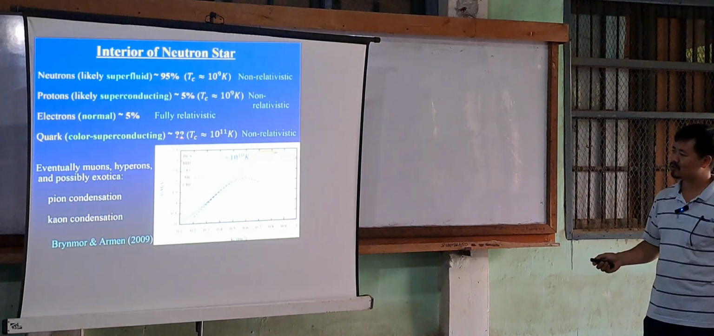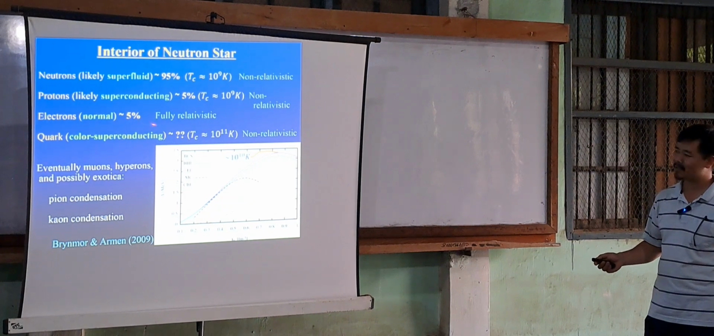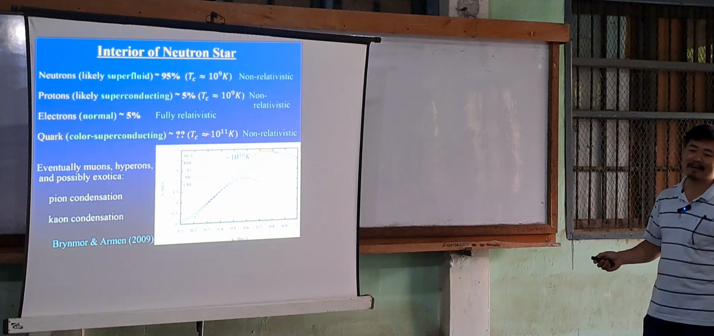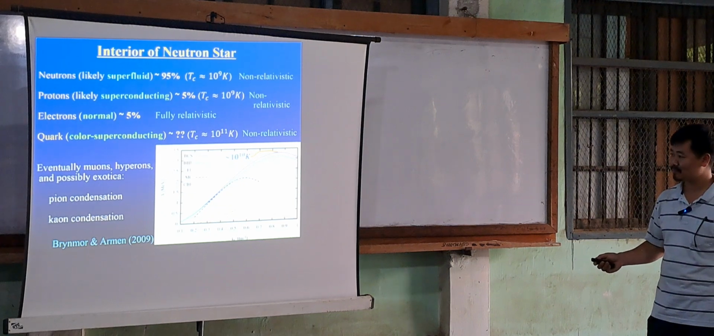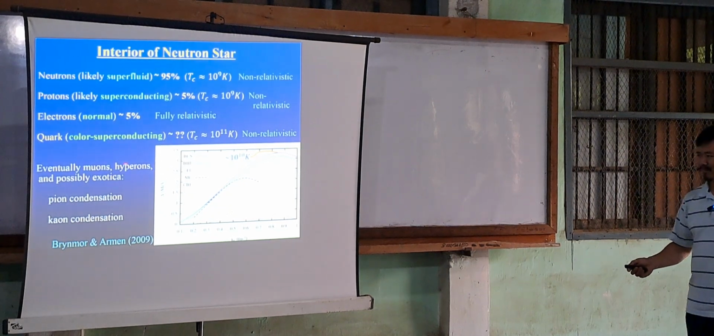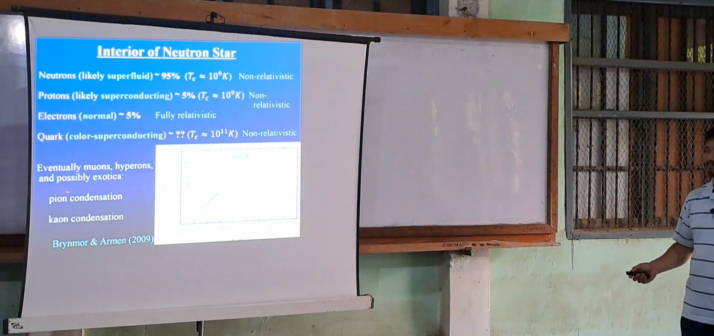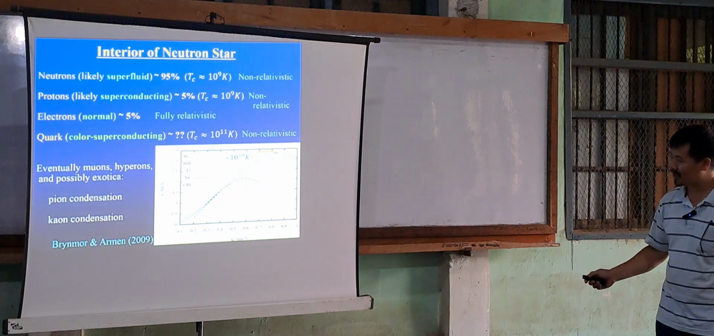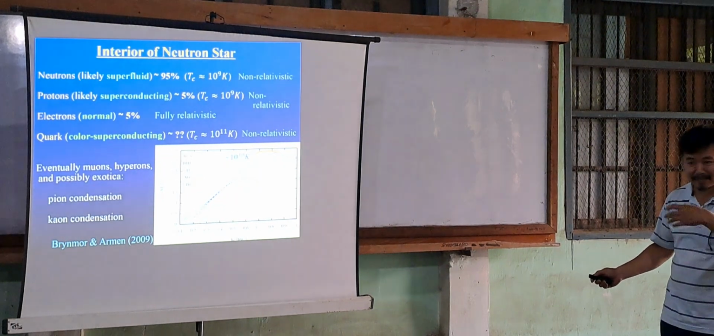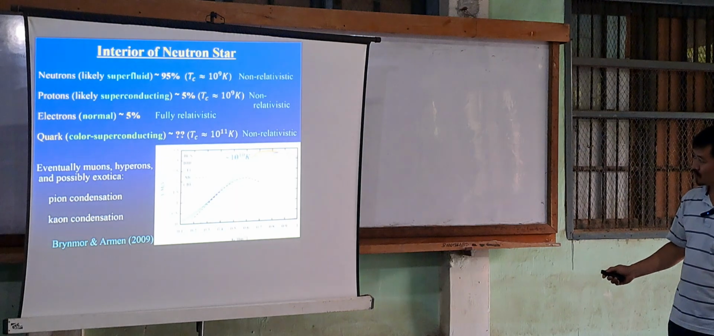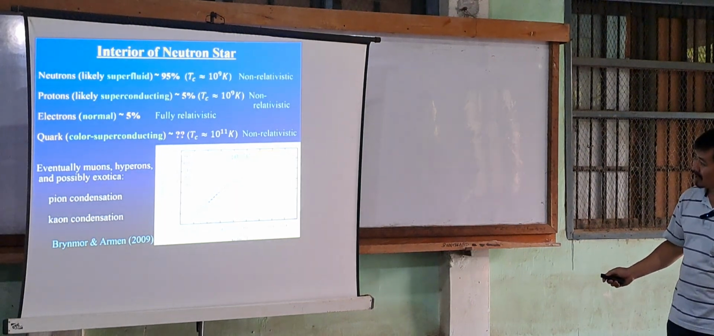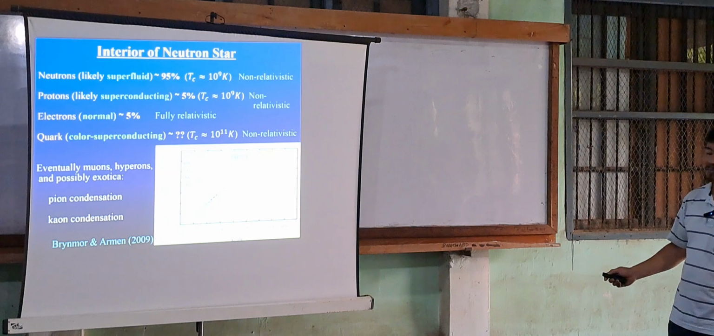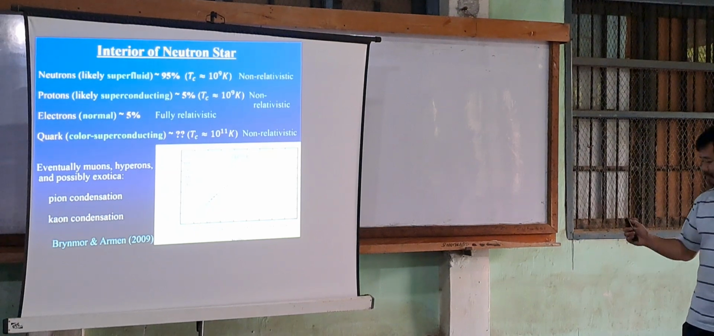As of now, it is still being discussed and researched, and it has a critical temperature of the order of 10^11 Kelvin. Then possibly muons will be there, hyperons, and exotica like pion condensation, kaon condensation, etc. There are a lot of things there. As per the BCS theory, the Bardeen-Cooper-Schrieffer theory, extended to nuclear physics, the maximum temperature is about 3.5 MeV. If you convert into Kelvin, it will be about 10^10 Kelvin.